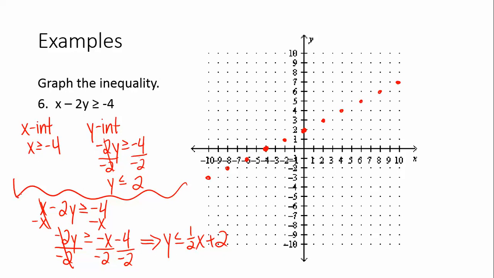So you can do intercepts or you can solve for y. It's your choice. Sometimes I think intercepts are a little bit easier. There's a greater chance, I think, for an error when you're trying to solve an inequality for y. We have a solid line because we have the bar underneath it, or greater than or equal to, so it's a solid line.